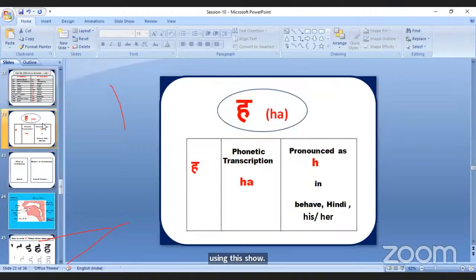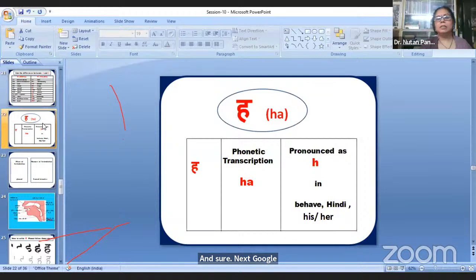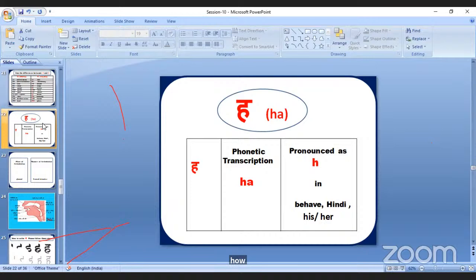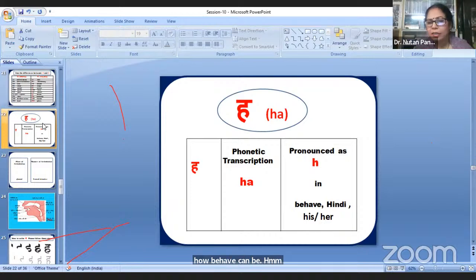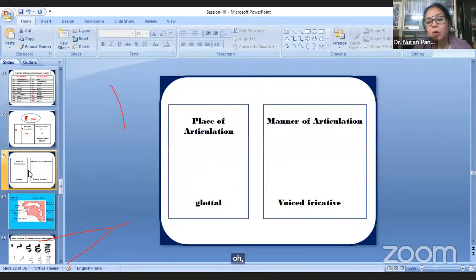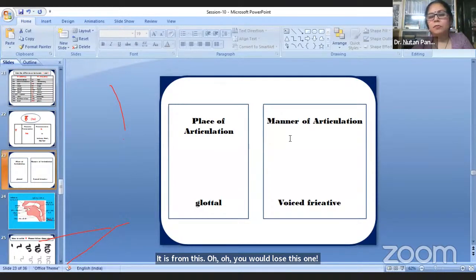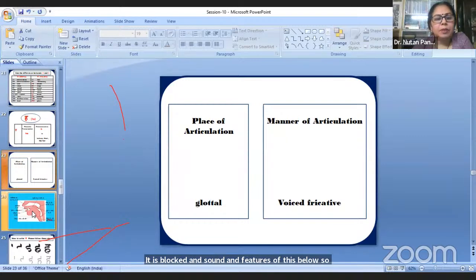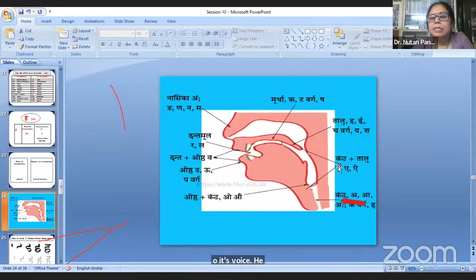Next, we will come to the fourth consonant. It is ha. Same as in English, behave, Hindi, his, her. It is simple. Ha. And from where it is pronounced, it is glottal. From your throat, from this side, ha. You will pronounce this one. It is a glottal sound, and the feature of this sound is voiced fricative.